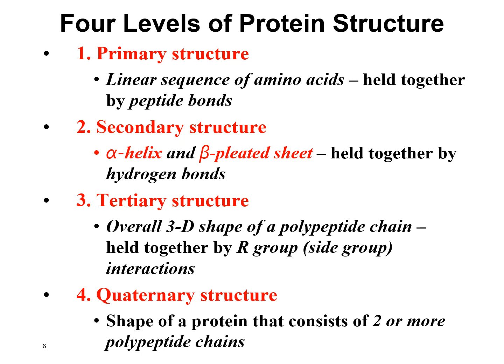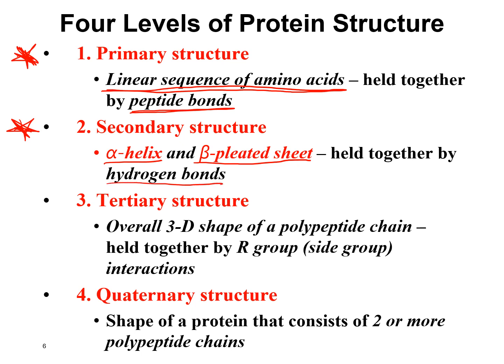Okay, so there are 4 levels of protein structure, and this would be important to remember. So the primary structure would just be the linear sequence of amino acids, so just what order the amino acids are in. And the primary structure is just going to be held together by peptide bonds between the amino acids. The secondary structure, we just take that primary structure and fold it and form either an alpha helix or a beta pleated sheet. And those will be held together by hydrogen bonds.